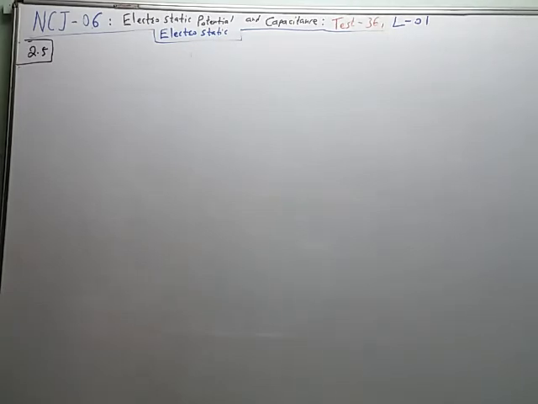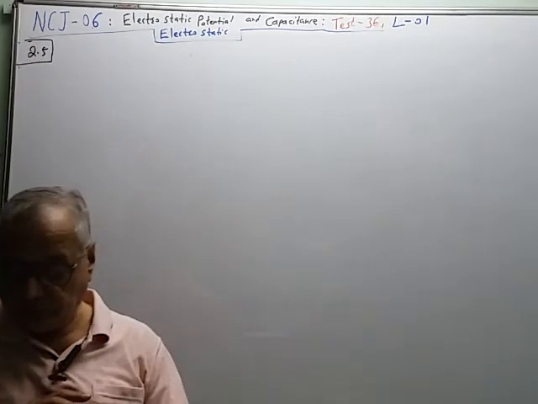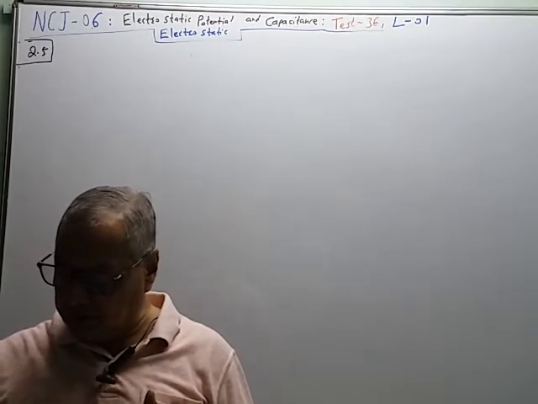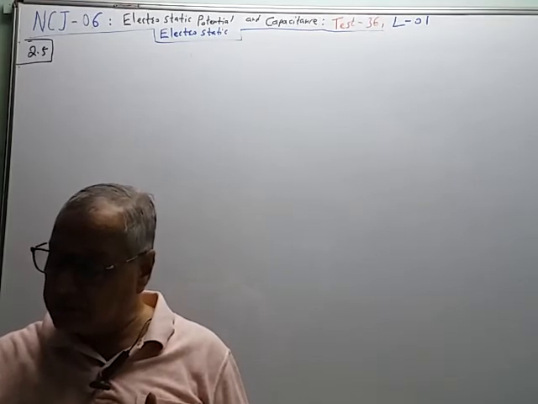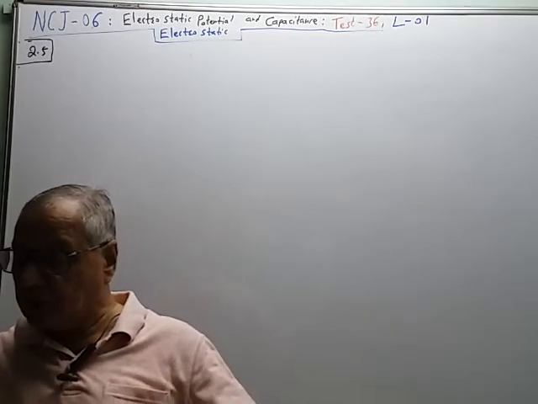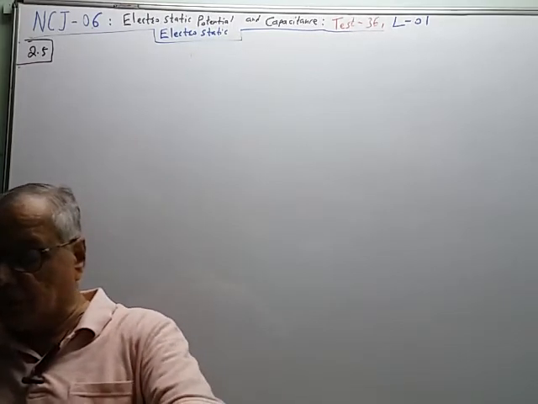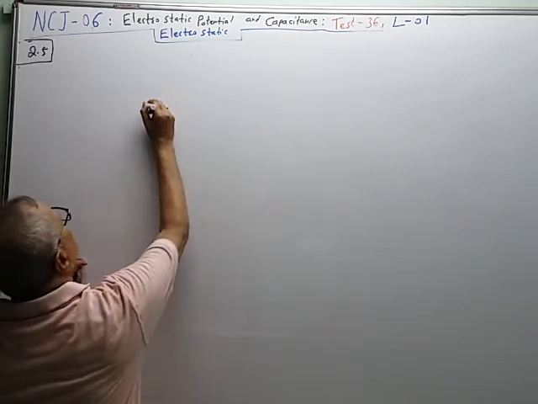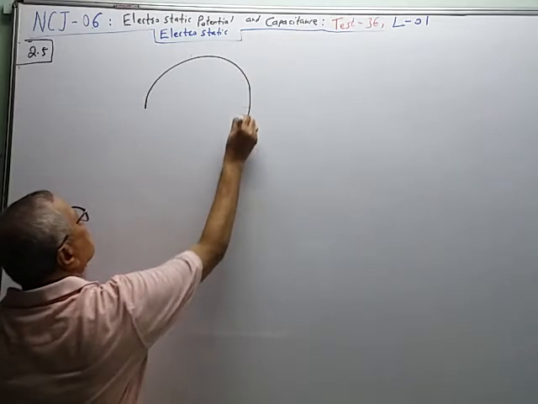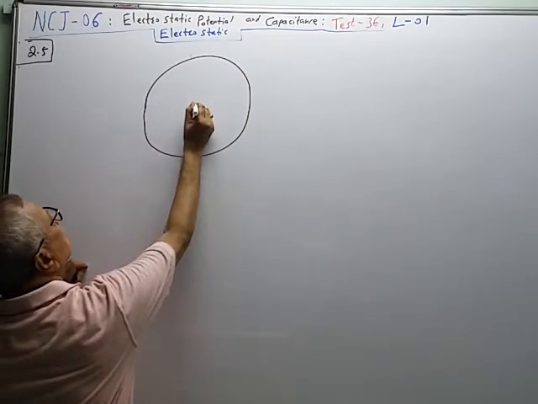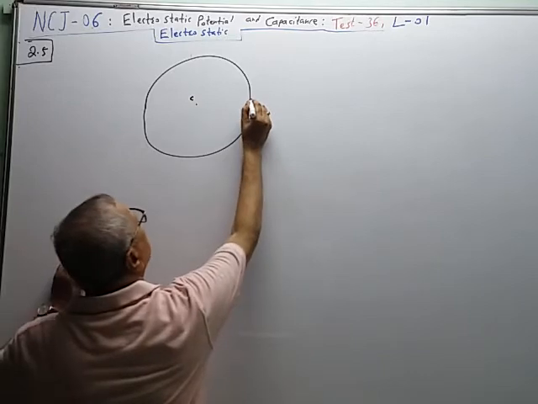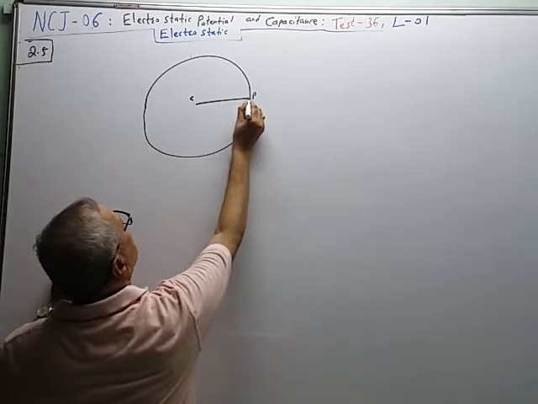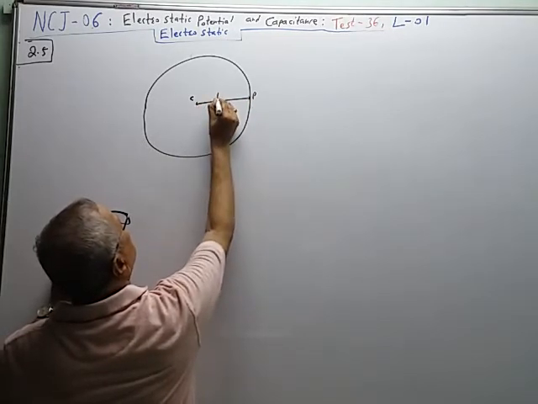Next, question number 5. In the case of a charged metallic sphere, the potential V changes with respect to distance s from the center as. So you have to give the correct graph. Now if we consider a sphere like this, so this is a metal sphere whose center is C. This is the point P on the surface. So this radius is R.